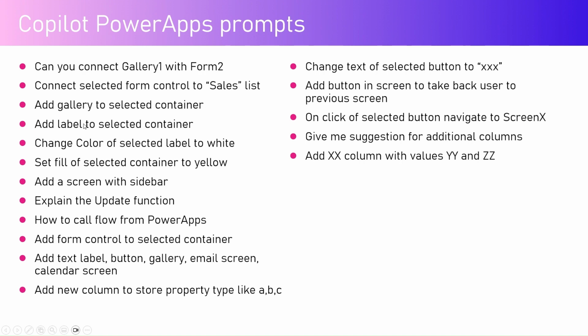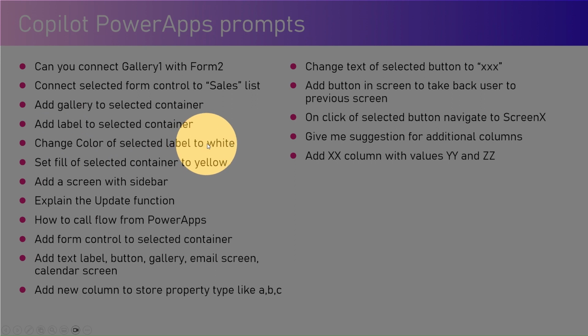Similarly, you can add controls like label. You can change the color of selected label to X color, so white, red, orange, whatever is your way of theme design. You can set fill of selected container to yellow. So again, you are all playing with the control properties. So here you're filling up something, here you're changing the color, here you're adding label to the control. You can even add a screen with sidebar or X.